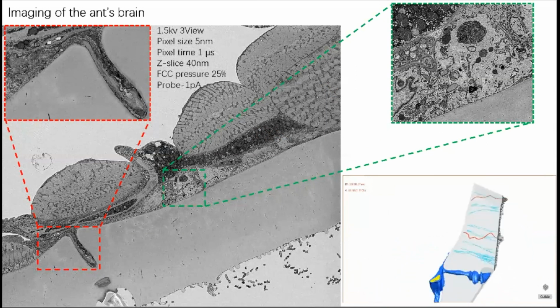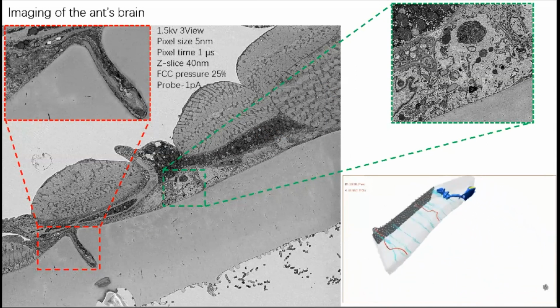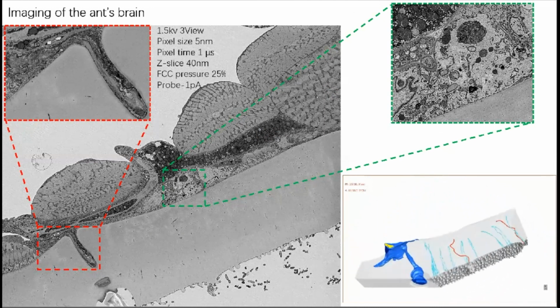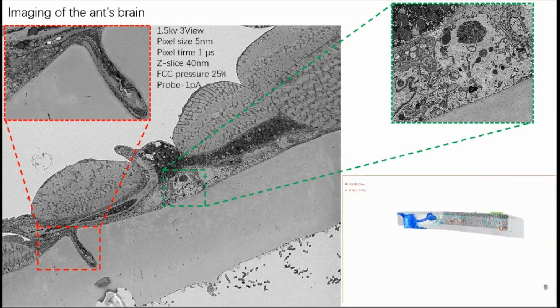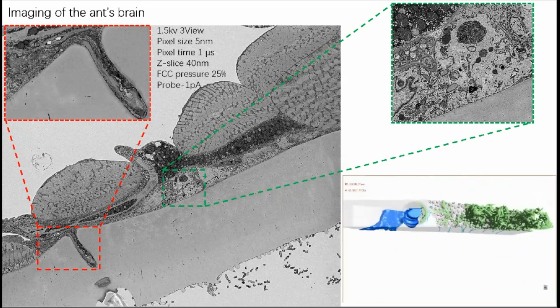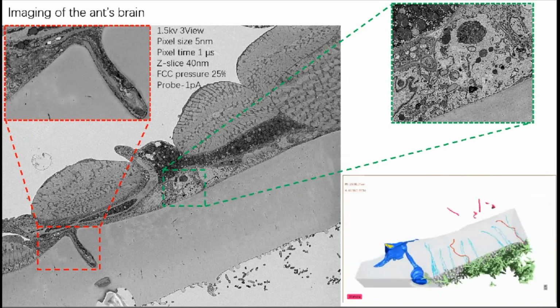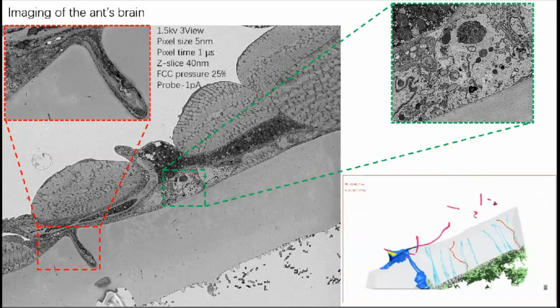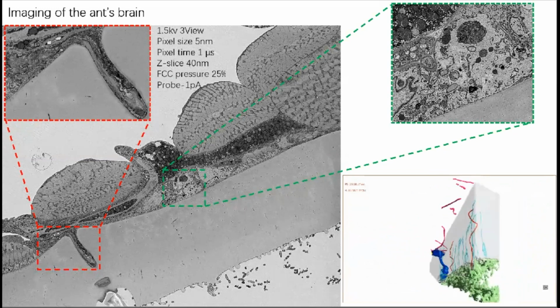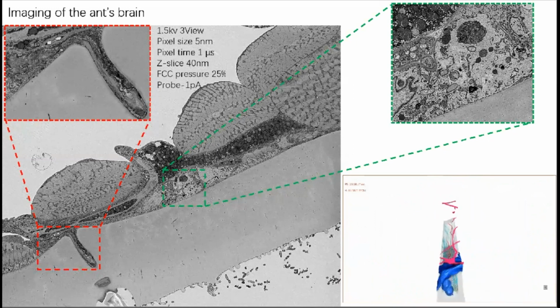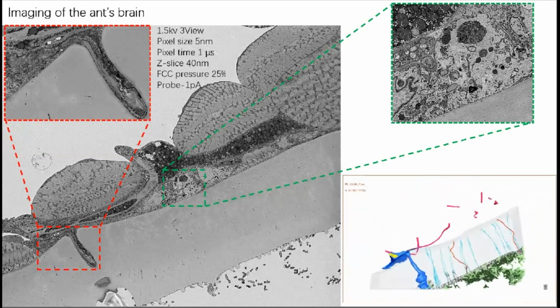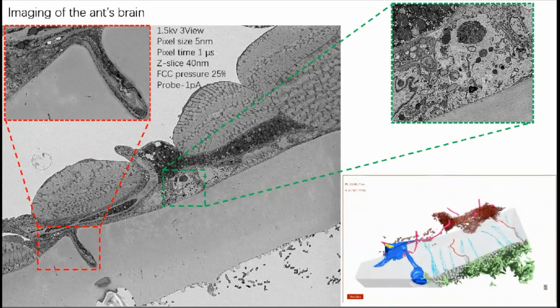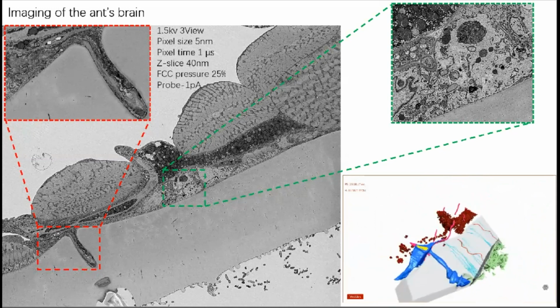This movie shows the reconstruction of tunnels through the ant's brain, and the ant's glands, and we accidentally cut a hair sensor, but it was not a complete sensor. We wanted to obtain the 3D structure of a complete sensor at the EM level.